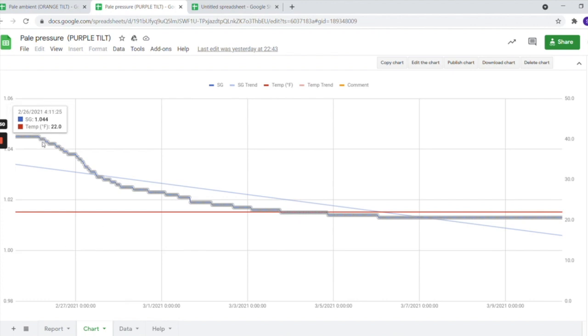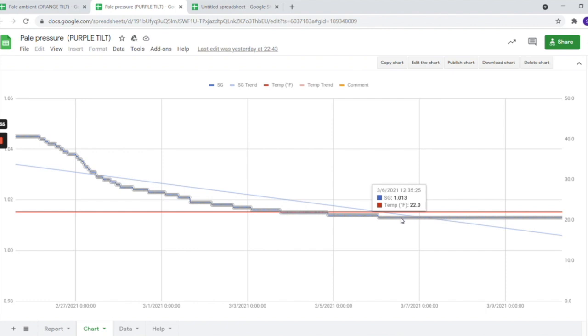Now, the rate of change of the specific gravity with respect to time was also much quicker in this case, as we can see that our final gravity of 1014 was reached on the 4th of March. So in this case, you would notice that the final gravity that we actually obtained was 1013, which is 1 point lower than our expected final gravity.